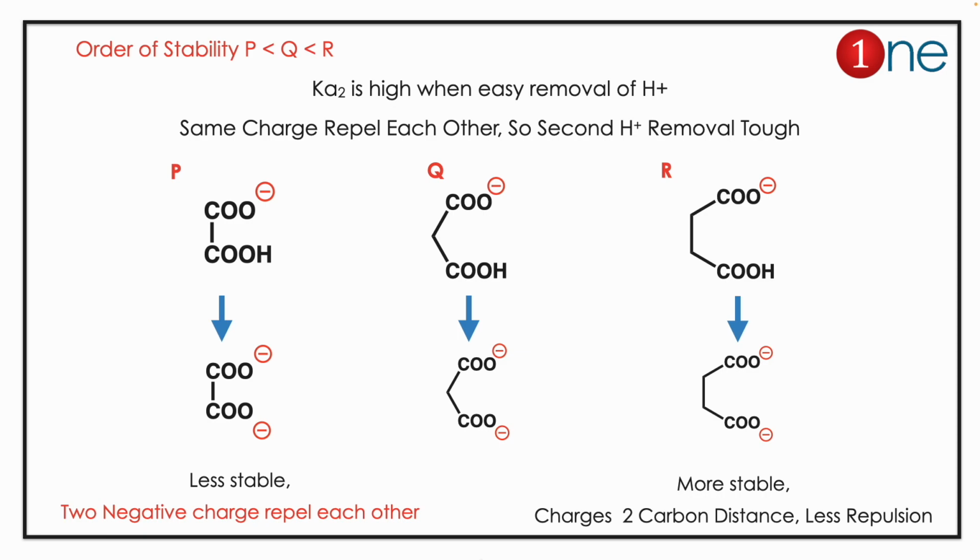On the contrary, R will be more stable because it is two carbons away, so less repulsion. So Q will come in the middle. So the order will be P, Q, R, where R is higher and P is lower. The concept you have to learn here is that same charges repel each other, which dictates the carboxylic acid acidity.